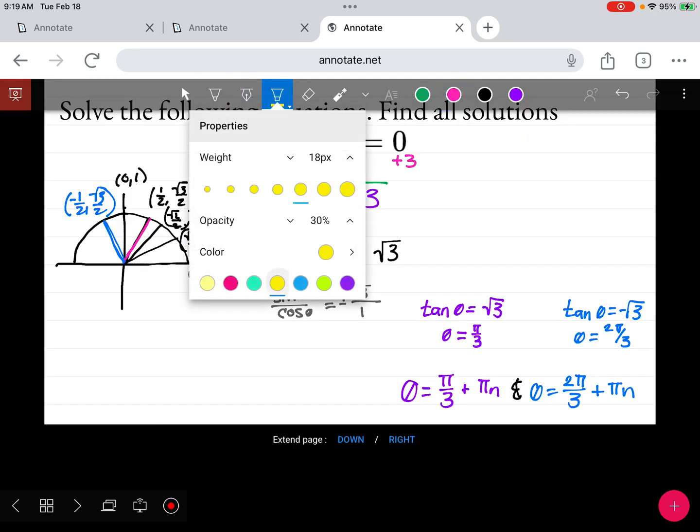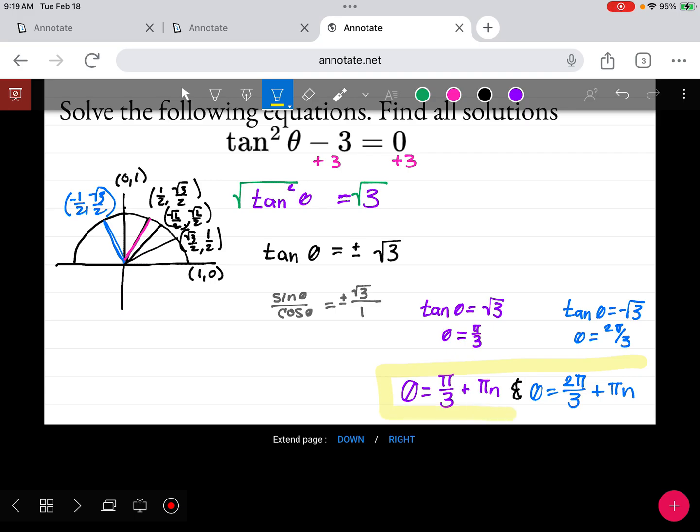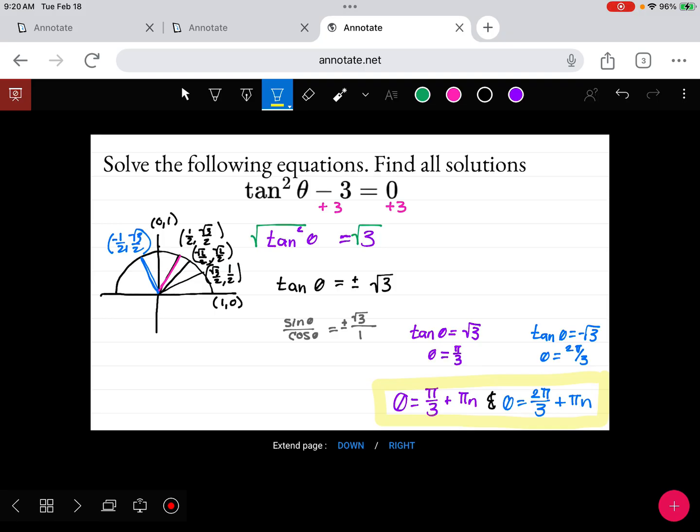So we need to make sure we include all of our coterminal answers in our final answer when it says for all solutions. I think all the ones we're doing today say for all solutions. Okay. Questions on this guy? All right.